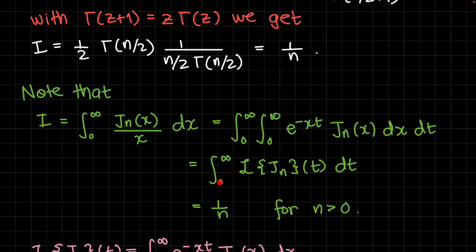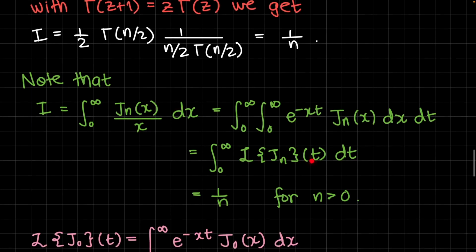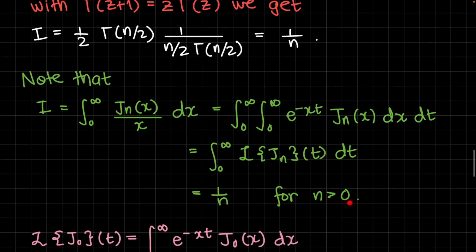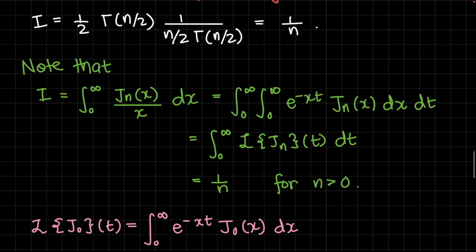You have the integral 0 to infinity of the Laplace transform, because the integral of e to the minus xt J n of x over x is just the Laplace transform, as a function of t, which is itself being integrated. So we have the integral from 0 to infinity of the Laplace transform of the Bessel function. But all of this was still equal to I. So even the integral of the Laplace transform like this must be equal to I, which is 1 over n, because we evaluated that before, for n greater than 0, as we assumed at the beginning of the problem.